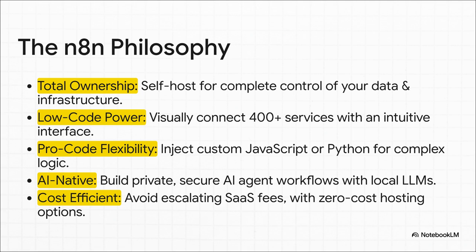You get the incredible speed of low-code, right? You can visually connect over 400 services just by dragging and dropping. But, and this is the part I love, you don't give up any power. The moment a simple block isn't quite cutting it, you have this escape hatch. You can just inject your own custom JavaScript or Python to handle really complex logic. It's also built for AI from the ground up, letting you make private, secure AI agents. And maybe the best part, since you can host it yourself, you get to say goodbye to those crazy escalating SaaS fees. You get total ownership.